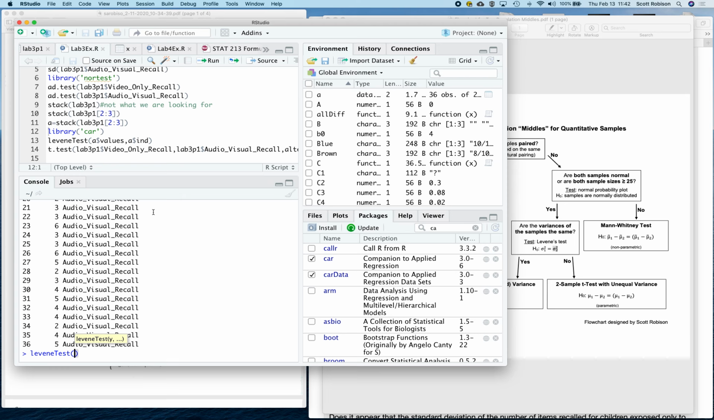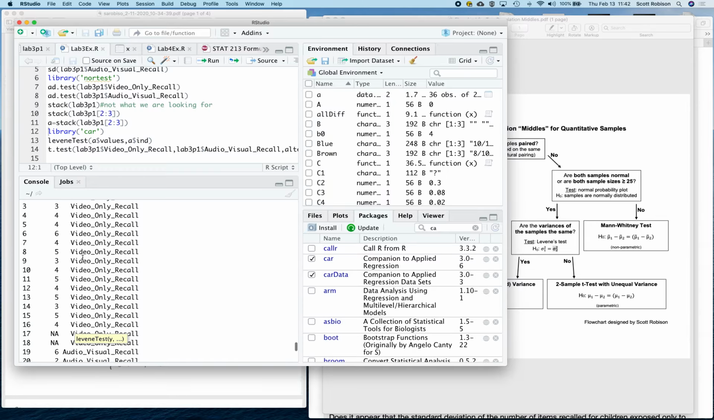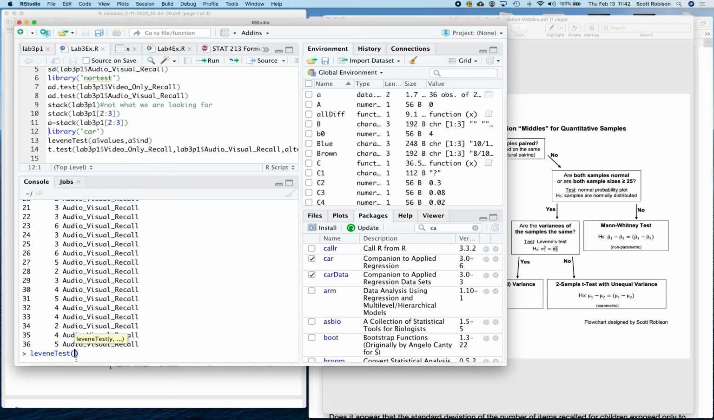And so here in Levene test, I am going to reference this stacked column that I called A, and I'm going to say A$, these were the values, and then comma A$, these where they came from. And then here I can just press enter, and I'm going to get an F test statistic, and I'm going to get a p-value, and here are the degrees of freedom.